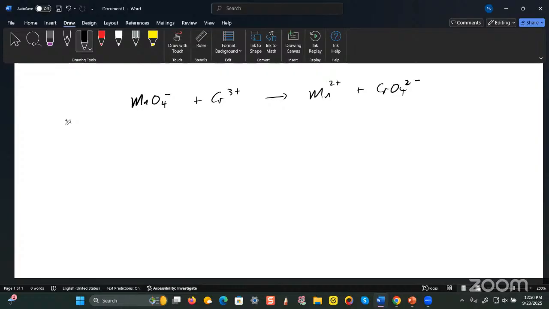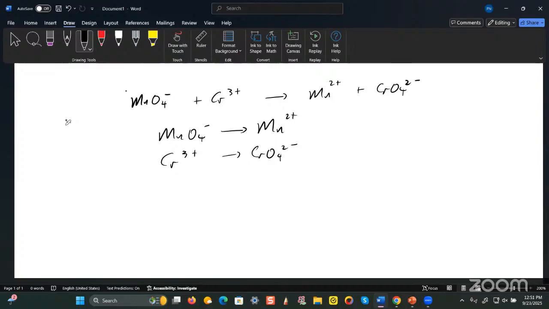You separate the equation into 2 half equations. So let me ask you, what do you think the half equations will be when you separate this into 2 half equations? One of them would be what? The MnO4 minus to give the Mn2 plus, okay, very good. And then the other half equation is the Cr3 plus to the CrO4 2 minus. Okay, very good. Right, that's the first step, right? First step is that you separate this equation into two half equations, right?